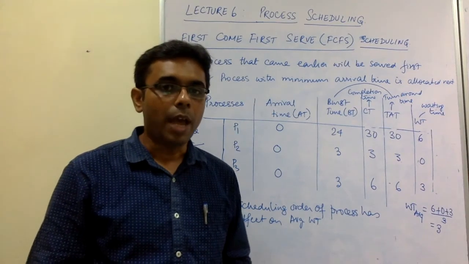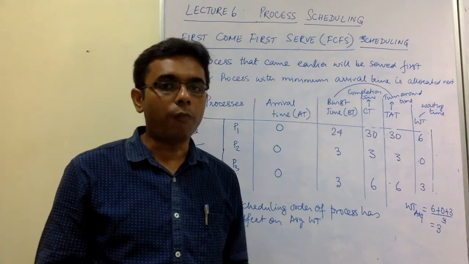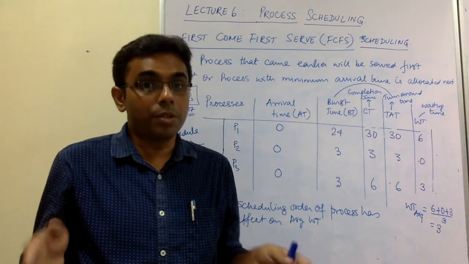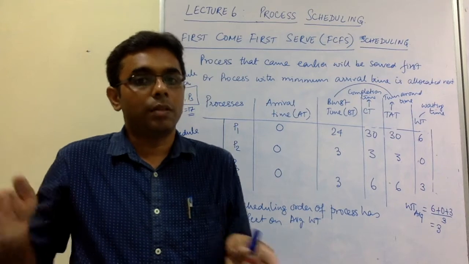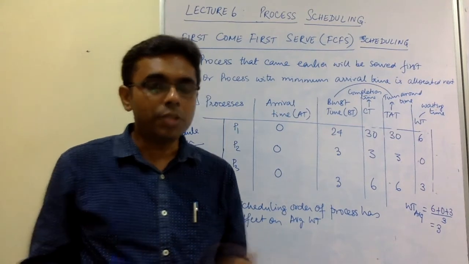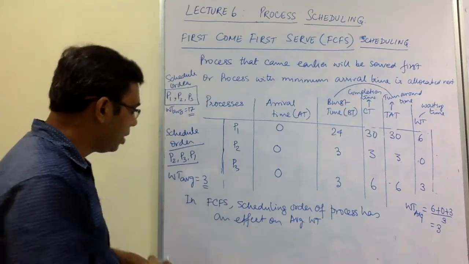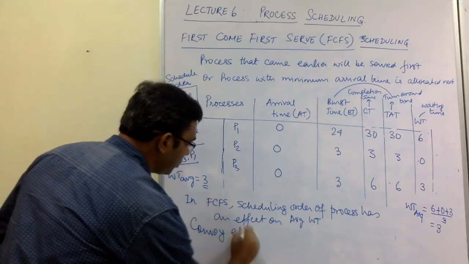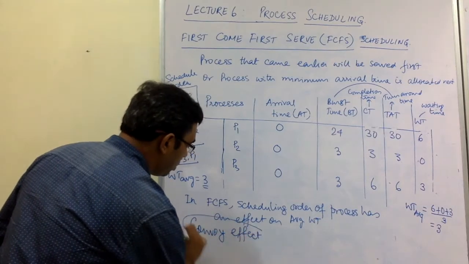Okay, and this effect of allowing longer burst duration processes to execute before the smaller burst duration processes is called the convoy effect. Why is it called so?